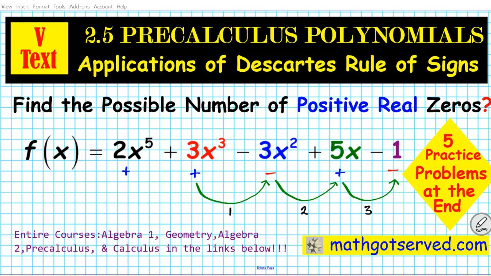Going to be going over section 2.5 of our virtual pre-calculus text on polynomials. We're going to be looking at how to apply Descartes' rule of signs. A sample problem that we're going to be covering in this presentation is pictured here. Find the possible numbers of positive real zeros of this given quintic with 4 terms.